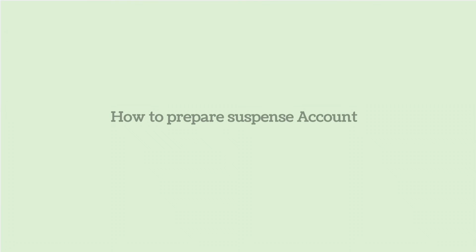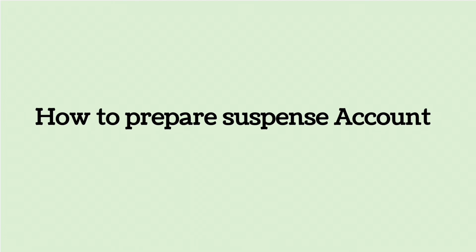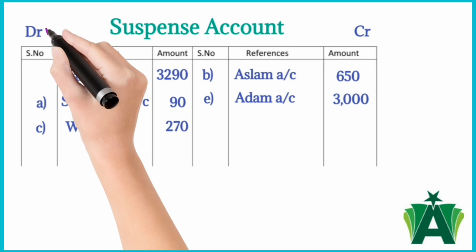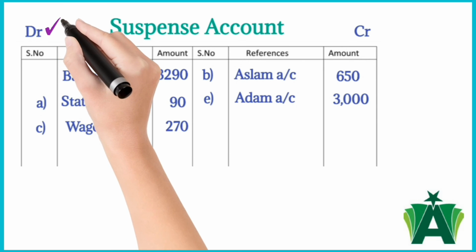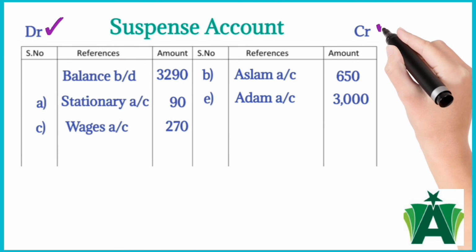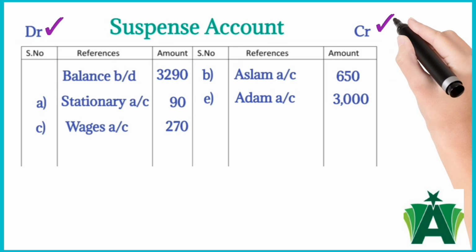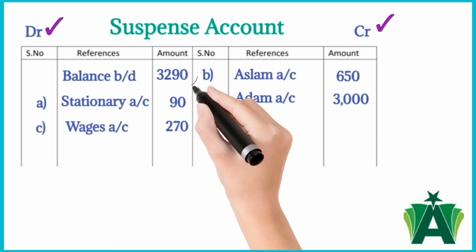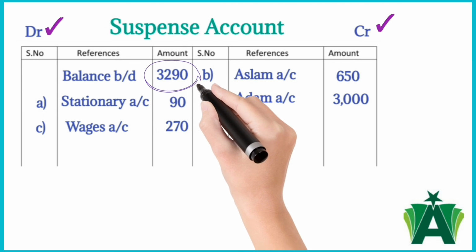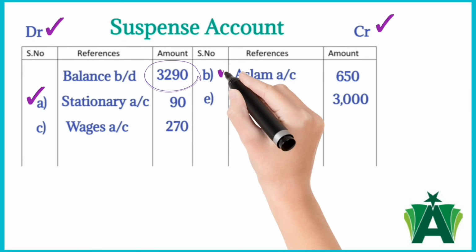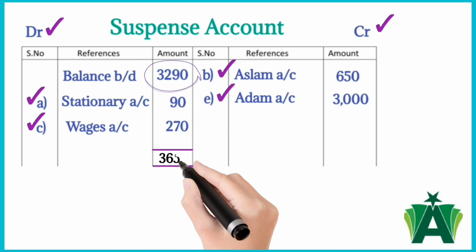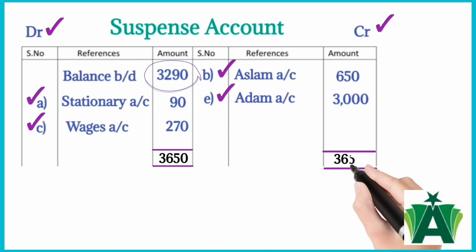The second part of this question is how to prepare suspense account. Let's start to prepare suspense account. If a debit balance is given, it should be recorded on the debit side of the suspense account, and if a credit balance is given, it should be recorded on the credit side of the suspense account. In this question a debit balance of $3,290 is given and recorded on the debit side of the suspense account. It may be noted that when all the errors are rectified and posted to a suspense account, the suspense account shows zero balance, that means both sides are equal.